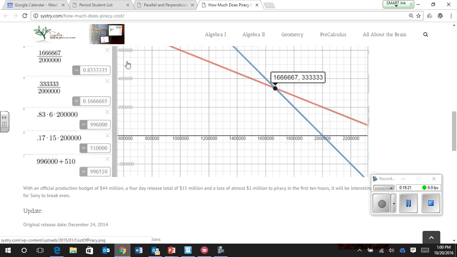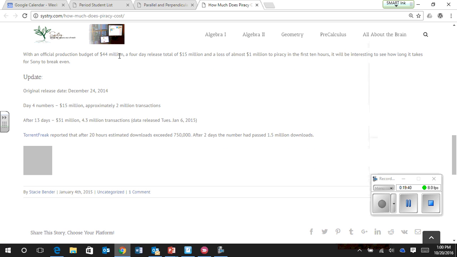So we have a company that spent $44 million on production. In 4 days, they had a release total of $15 million, and they lost $1 million in the first 10 hours of piracy. And then if you actually look further, I went back to Torrent Freak to find out how bad it was even later. After day 4, they had 15 million, approximately 2 million transactions. After day 13, $31 million was how much Sony brought in, 4.3 million transactions. And so they're still, after 13 days, haven't broken even on their movie.